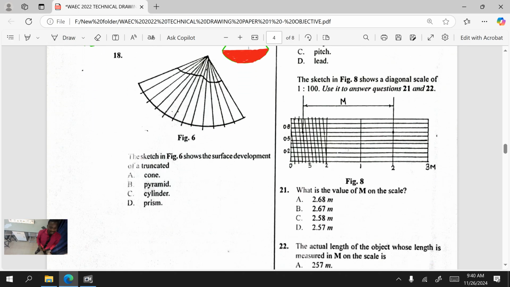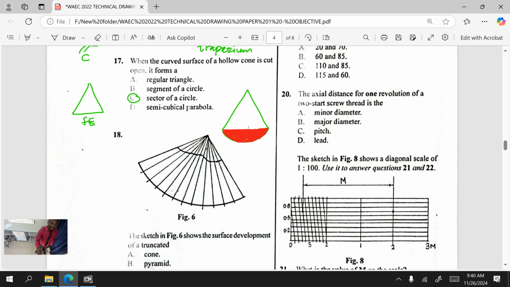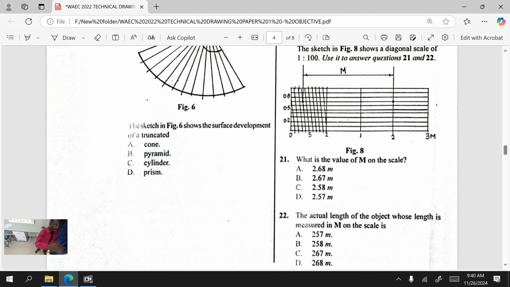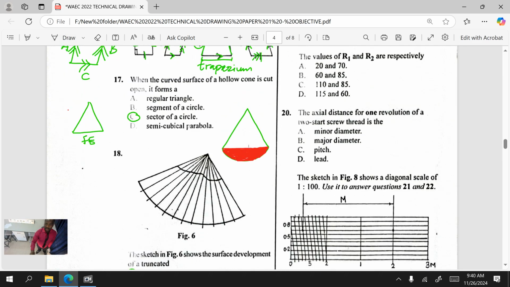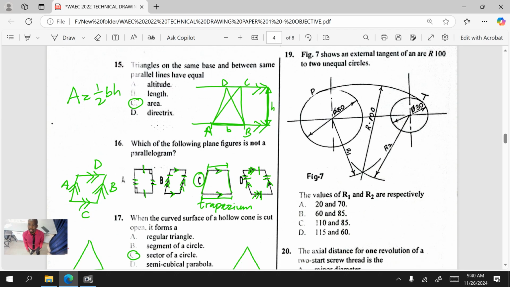So question 18. Remember, this is the surface development of a cone. Then they are now asking you, the sketch in figure 6 shows the surface development of a truncated what? Dash. Just like what I've explained here. That's the surface development of a cone. So your knowledge of 17 will give you the knowledge of 18. It is easy as that. So number 19 now.